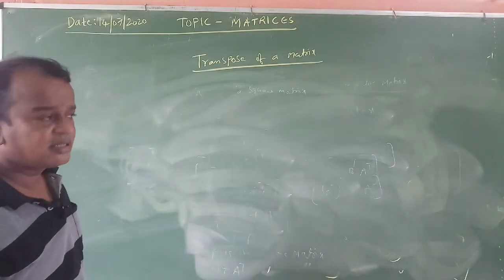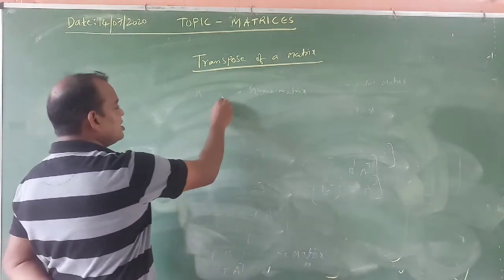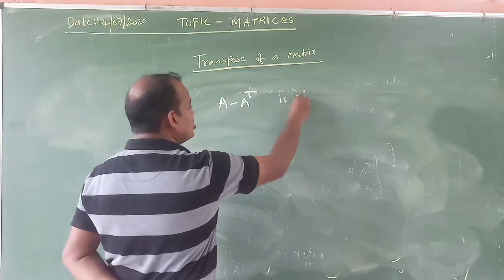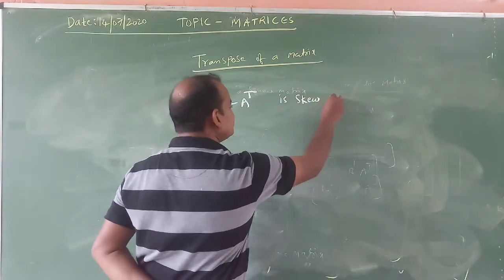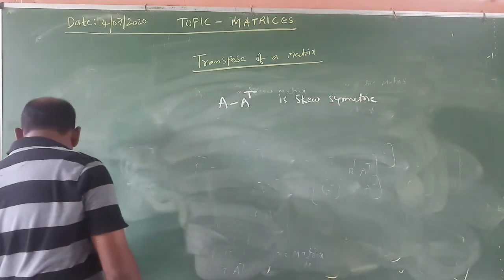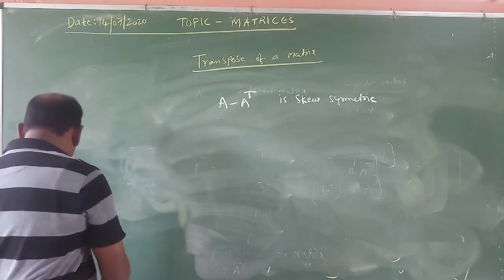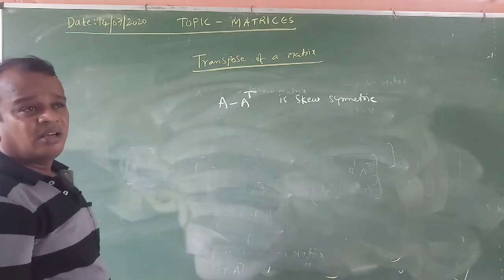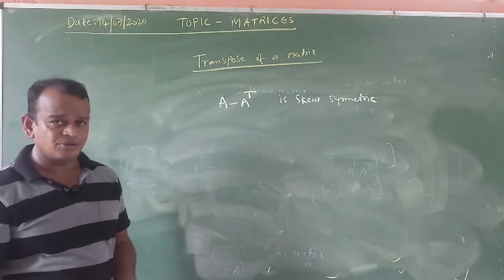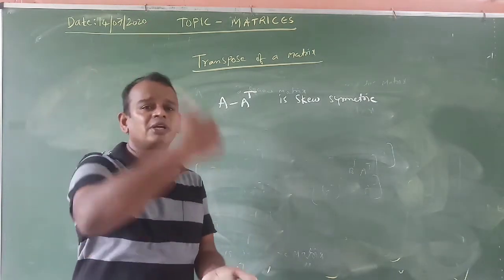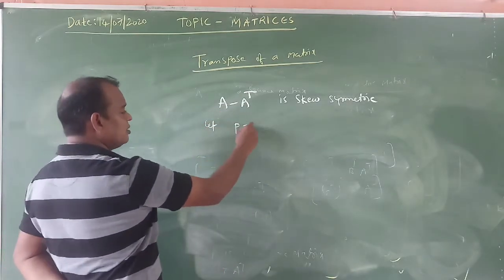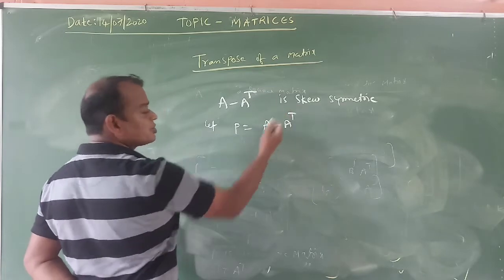Next one: A is a square matrix, then show that A minus A transpose is a skew symmetric matrix. Already I told you before how to show that any matrix is symmetric or skew symmetric. First we will take the transpose of the given matrix. What is the given matrix? A minus A transpose. Let P be equal to A minus A transpose.